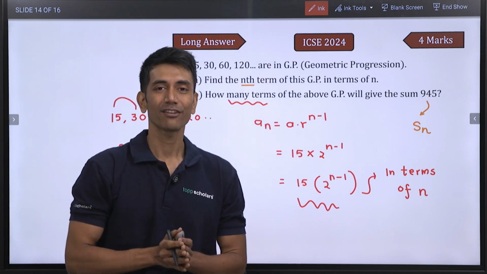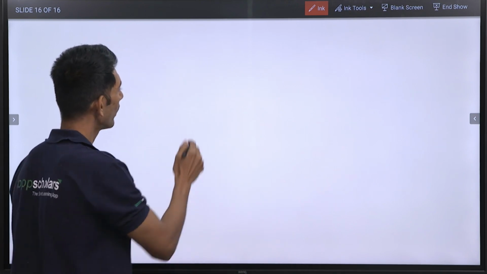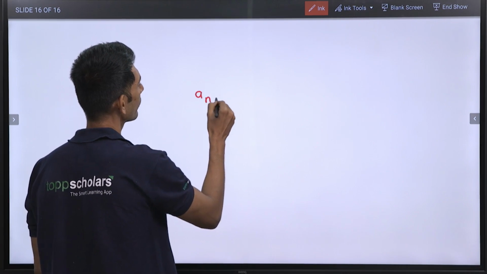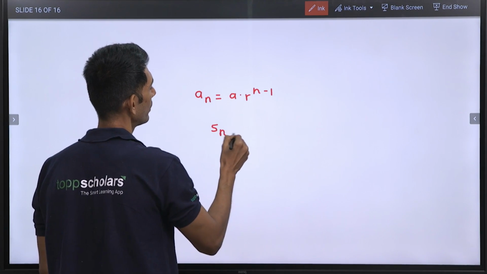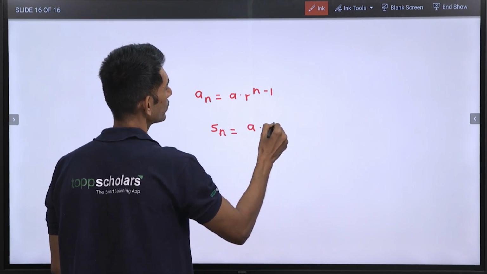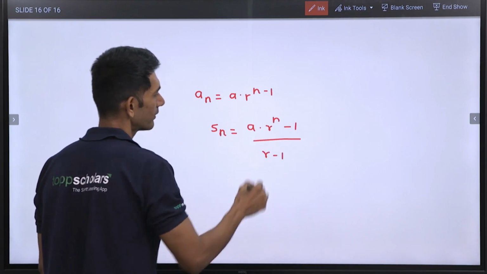So simple question, straightforward and simple chapter. There are only 2 formulae. One is the formula for an. An is equal to a into r raised to n minus 1, and Sn is equal to a into r raised to n minus 1 by r minus 1. Correct?